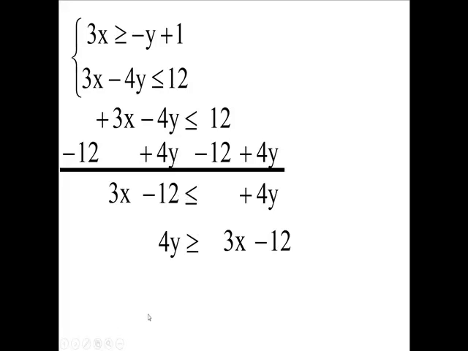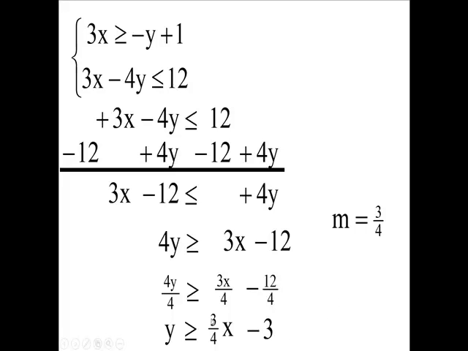All right, now divide by 4. Everything gets divided by 4. So now y is greater than or equal to plus 3/4 x minus 3. My slope is this number here. And when you plug 0 in for x, when x is 0, what's 3/4 of 0? What's 3/4 of nothing? 3/4 times 0 is 0, isn't it? So when x is 0, all of this is 0, and y will be this number right here. So 0, minus 3. That gives me a point and gives me a slope.